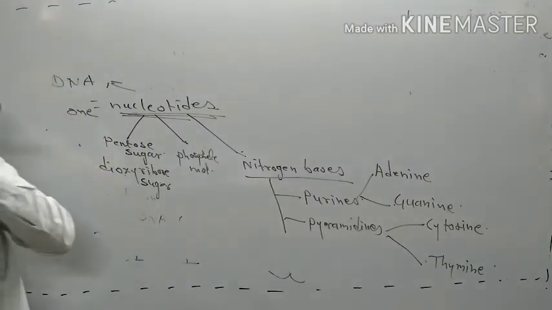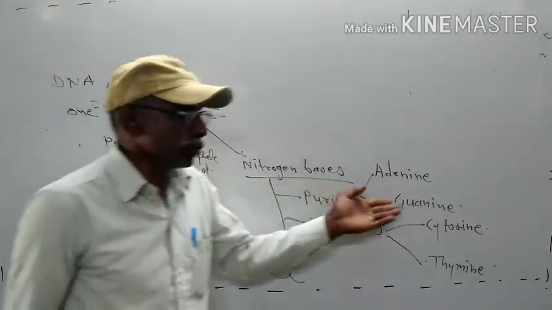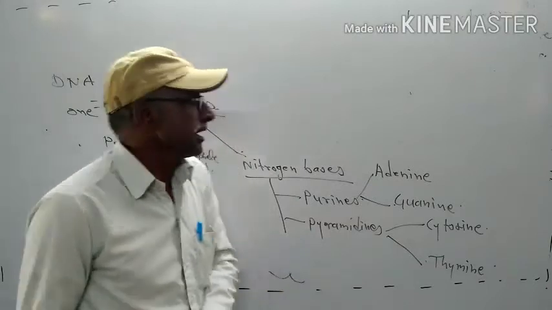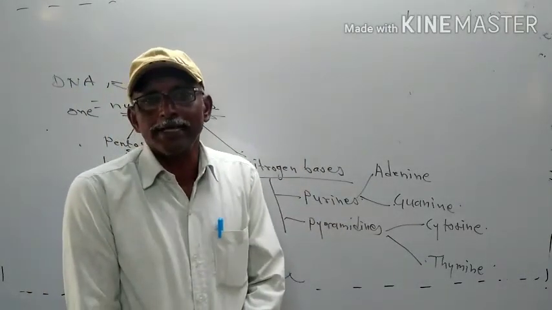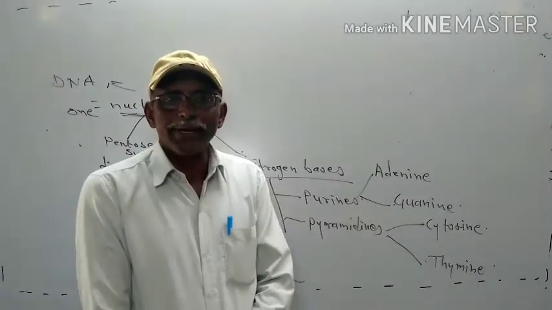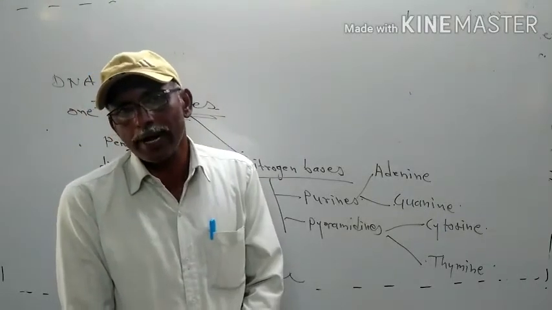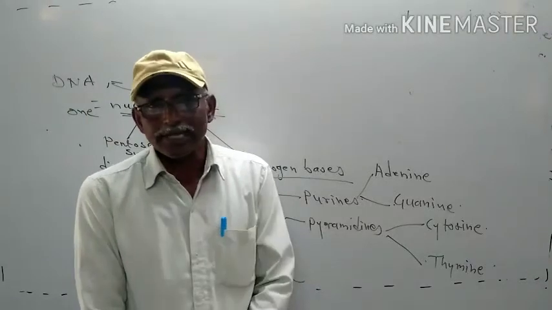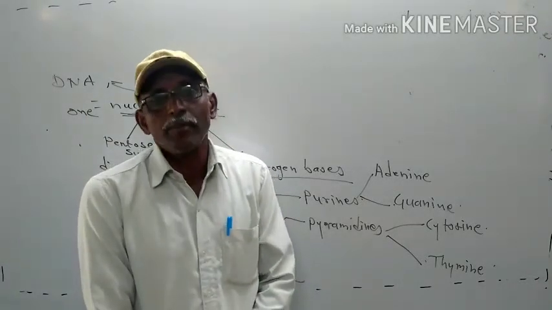Nucleotide names are given according to the nitrogen base present. If adenine is present in that nucleotide, it is called adenine nucleotide. If guanine is present, guanine nucleotide. If cytosine is present, cytosine nucleotide. If thymine is present, thymine nucleotide.